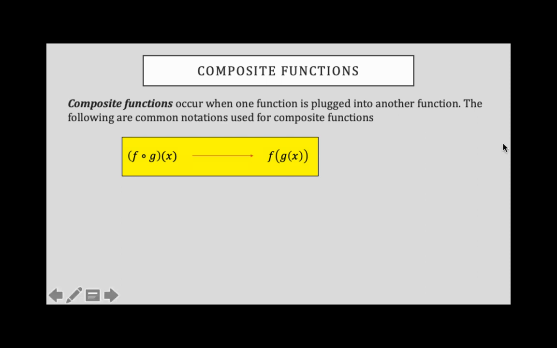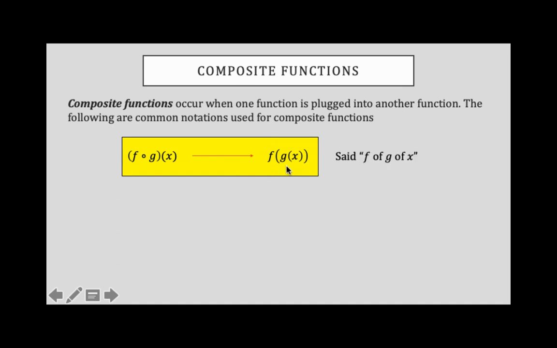Let's talk now about composite functions. Composite functions occur when one function is plugged into another function. The following are common notations used for composite functions. f with an open circle g of x means f of g of x. This means we are taking the function g of x and plugging it into the function f of x.